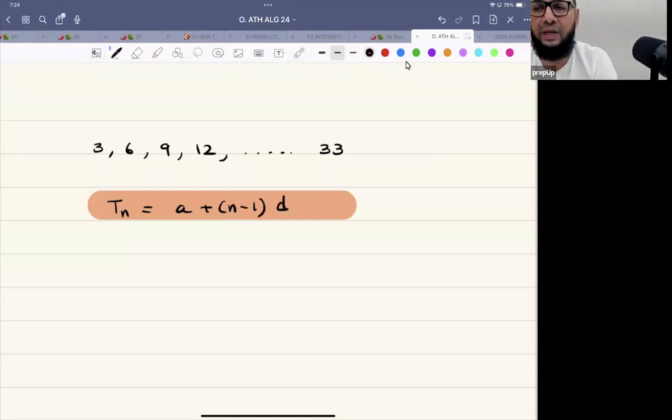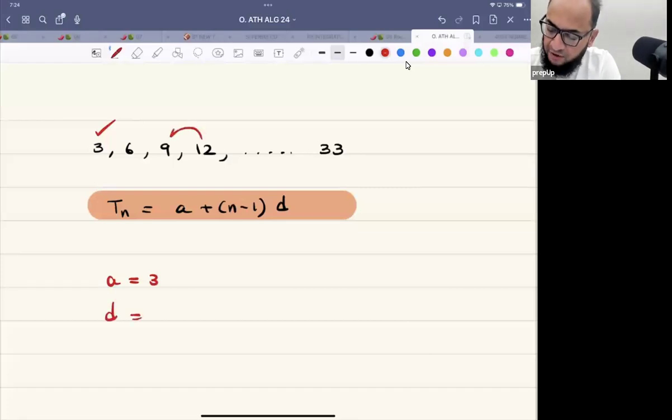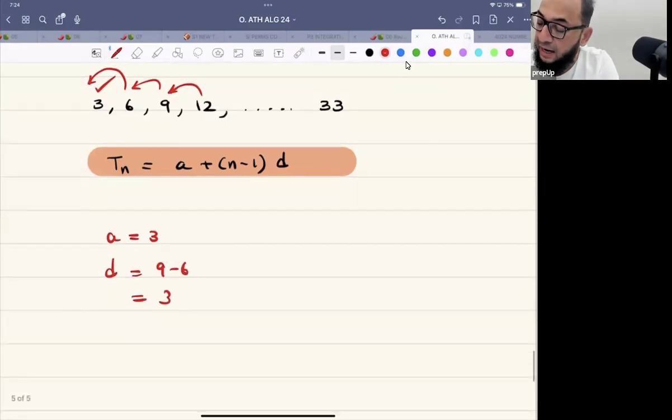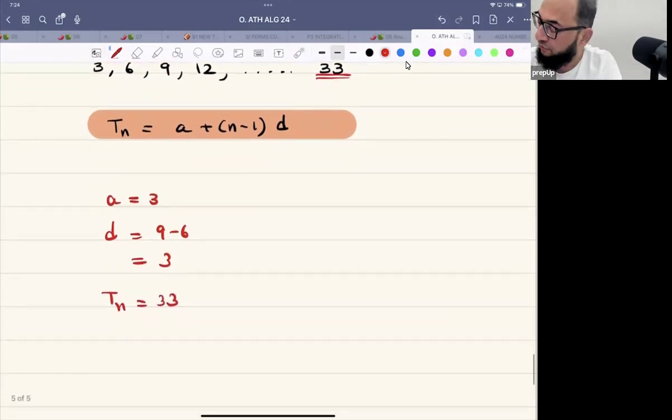Now exactly what do we have over here? We have the first term, that is A. So A is 3 in this case. We have the common difference, which is 12 minus 9 or 9 minus 6 or 6 minus 3. So the common difference is 9 minus 6, which is 3. We have a particular term, the nth term, which is 33. We want to count all the way up till 33. So Tn is 33. What is the missing piece of the puzzle?